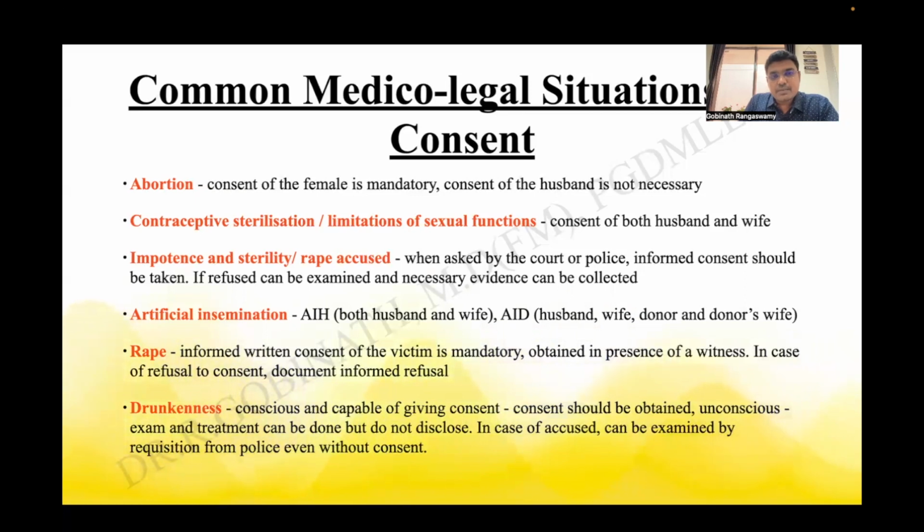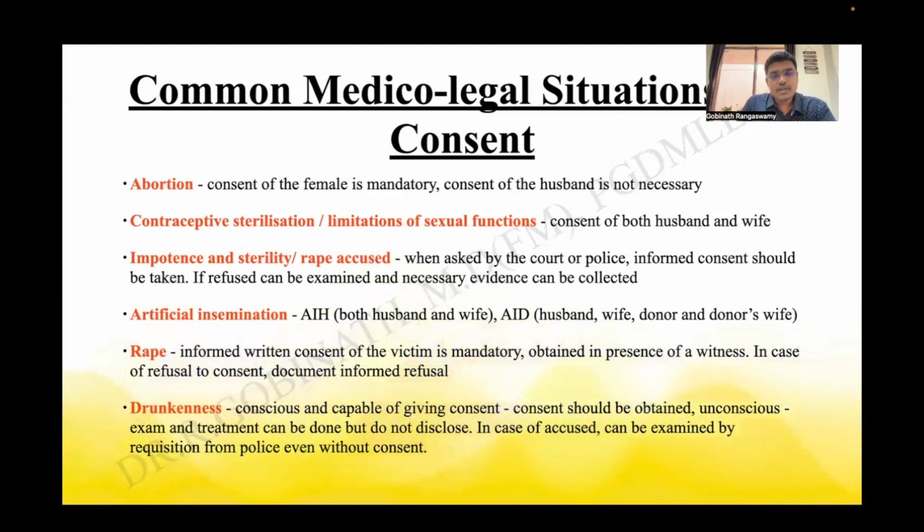In artificial insemination, in case of AIH, that is artificial insemination homologous, both husband and wife have to consent. In case of AID, artificial insemination donor, husband, wife, donor and donor's wife also have to consent. In case of a rape survivor or rape victim, the consent of that female is mandatory. It should be obtained in the presence of a witness. In case of refusal to consent, an informed refusal has to be obtained and documented in the case sheet.